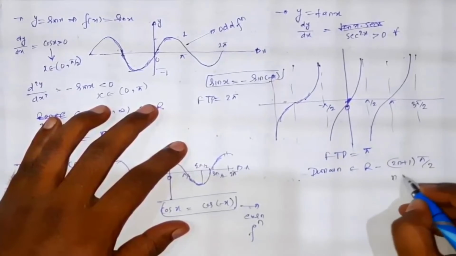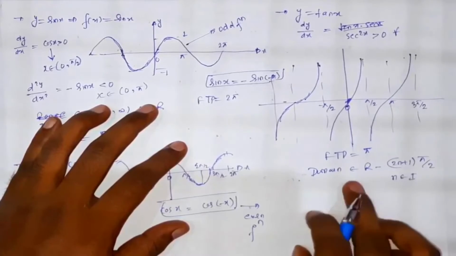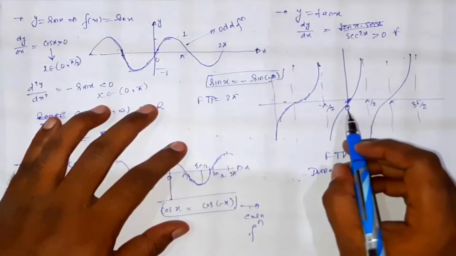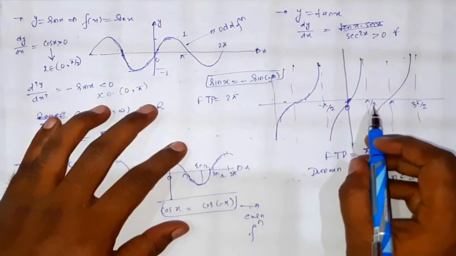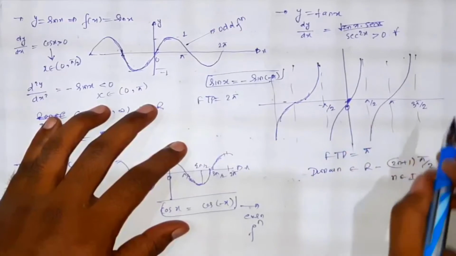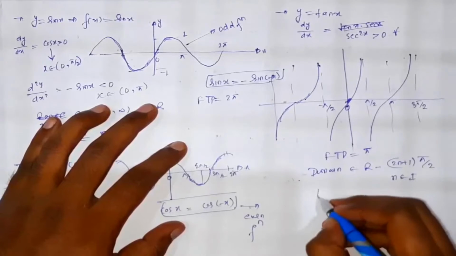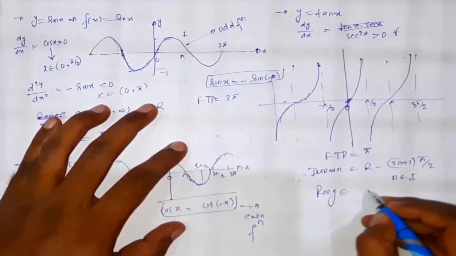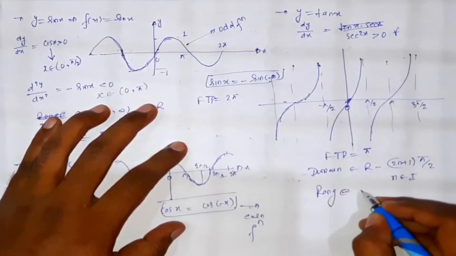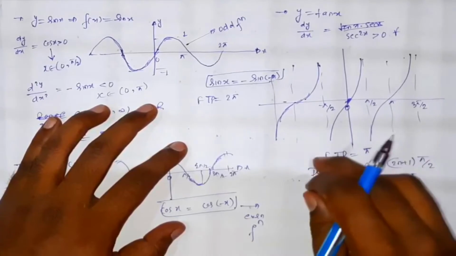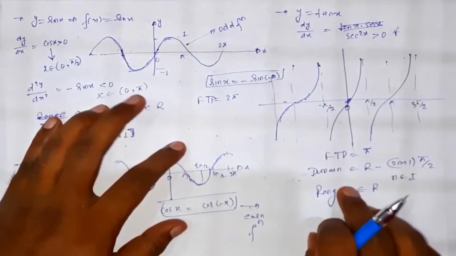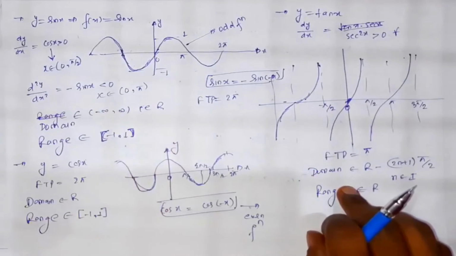Where n belongs to integer. The domain will be like this: in the domain, pi by 2 can't be there, 3 pi by 2 can't be there. So in general we can say (2n plus 1) pi by 2 can't be there. Range will belong to real, from minus infinity to plus infinity. So I hope it is clear to all of you.